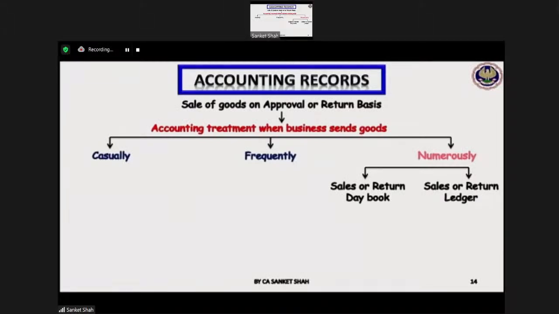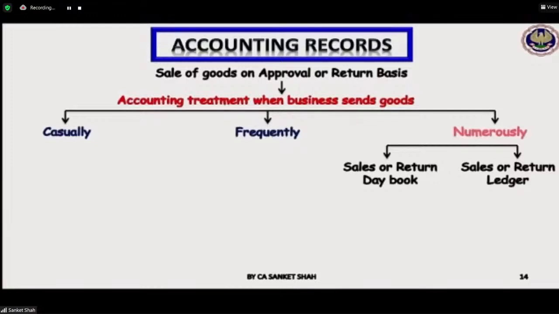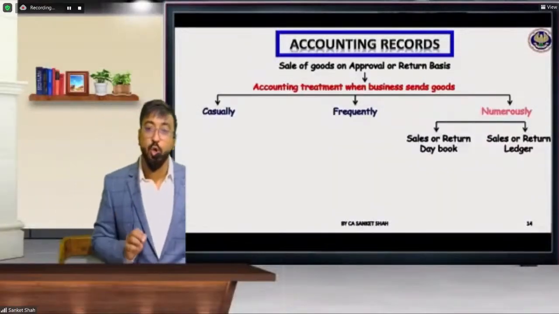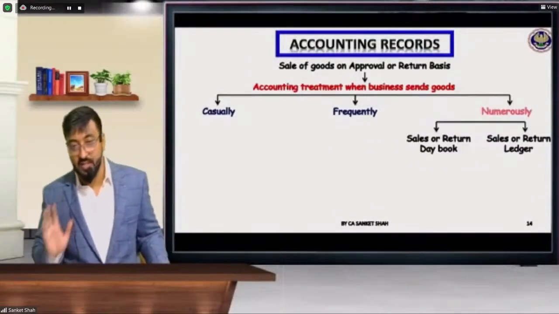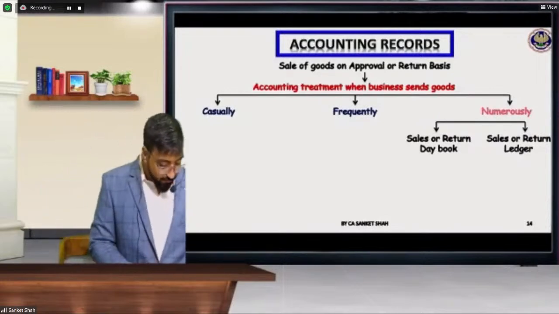So which approach is most appropriate? Beta, depending on transactions. Casual approach you have to follow when there are less transactions. So who wrote it properly? Casual, frequently and numerously. But I don't want that. Casual few transactions, very good.